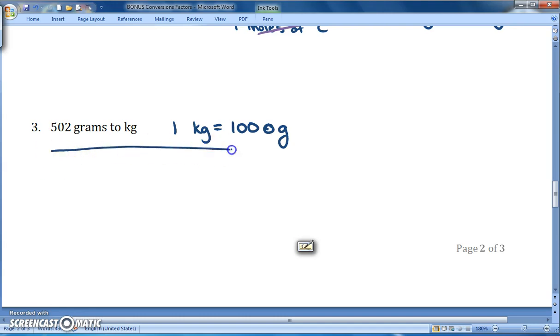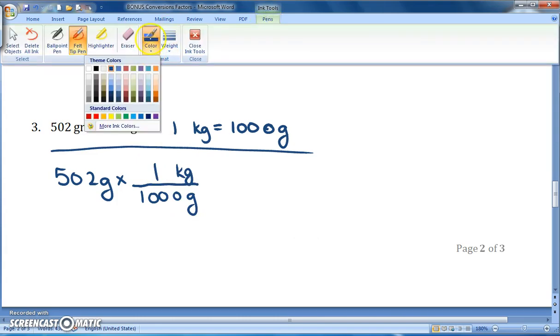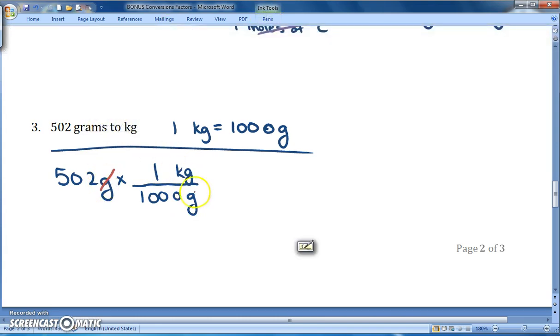To begin, we write down our starting measurement, 502 grams. Next to that, we're going to put our unit factor. We take information from our equality between the units we begin with and the units we're converting into and set it up so that the units cancel.